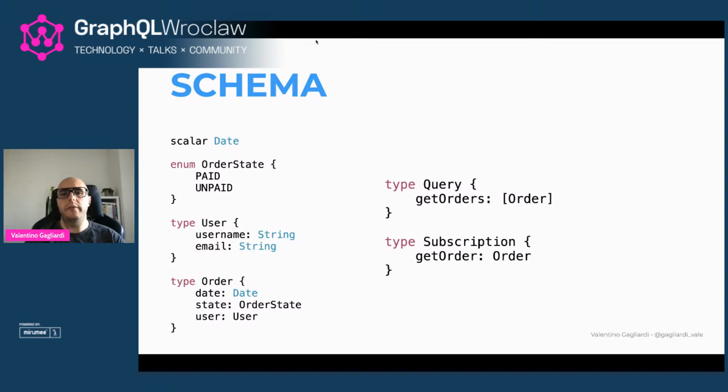We won't use the query in this sample application, but the query must be declared because Ariadne wants it to load the whole schema. And we have the subscription here, which will give us, in this example, just the last order that a user placed in the system. So this is how you declare a subscription in the schema here in GraphQL.